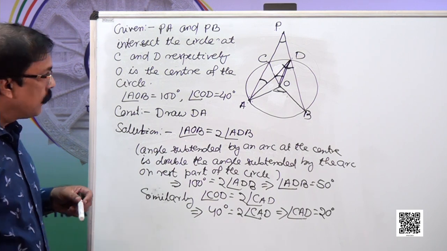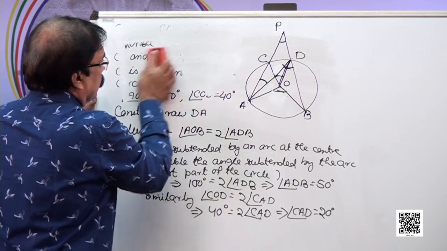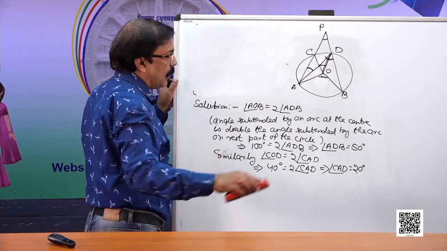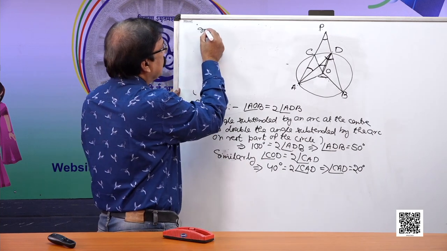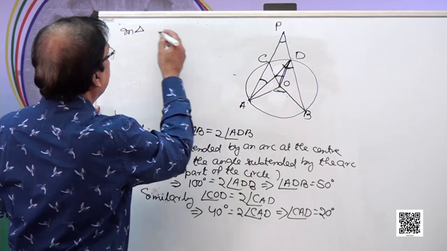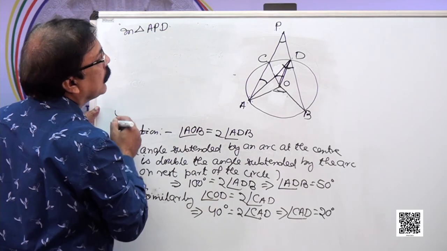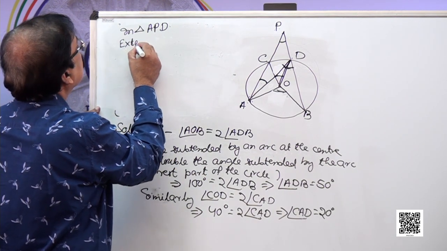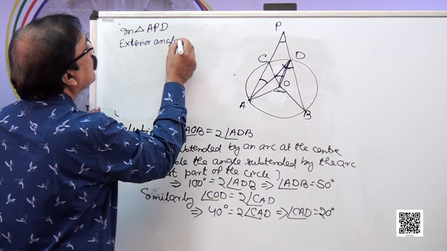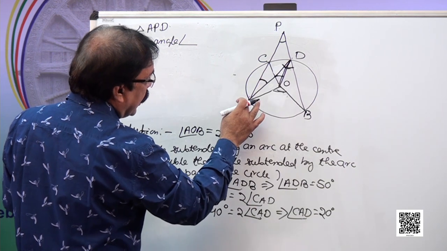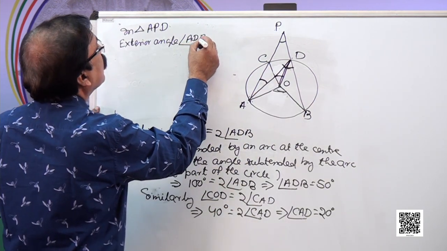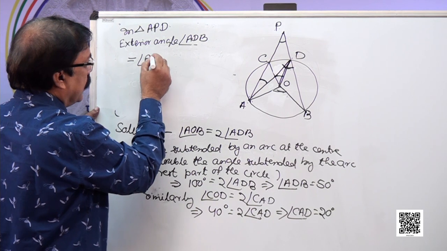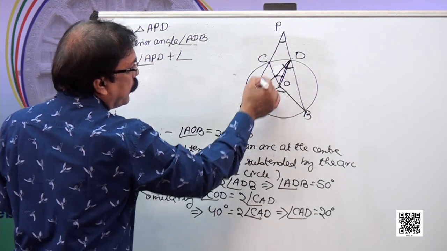Now, in triangle APD, the exterior angle ADB is equal to angle APD plus angle PAD.